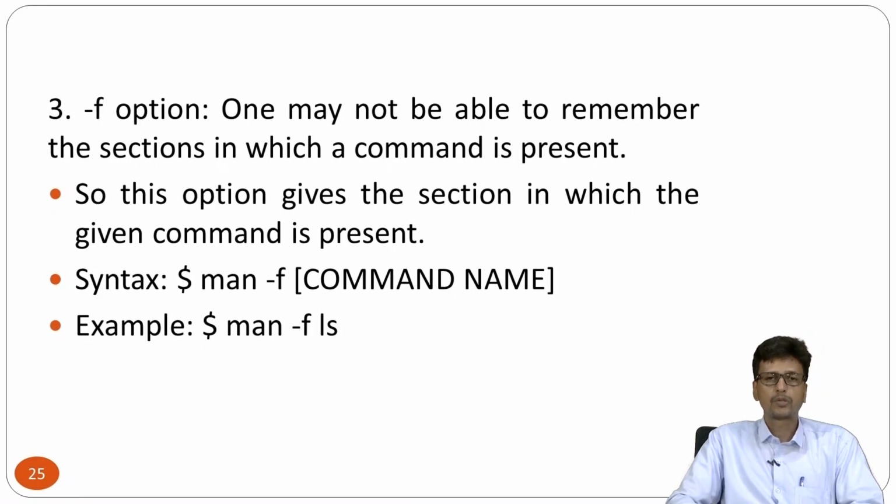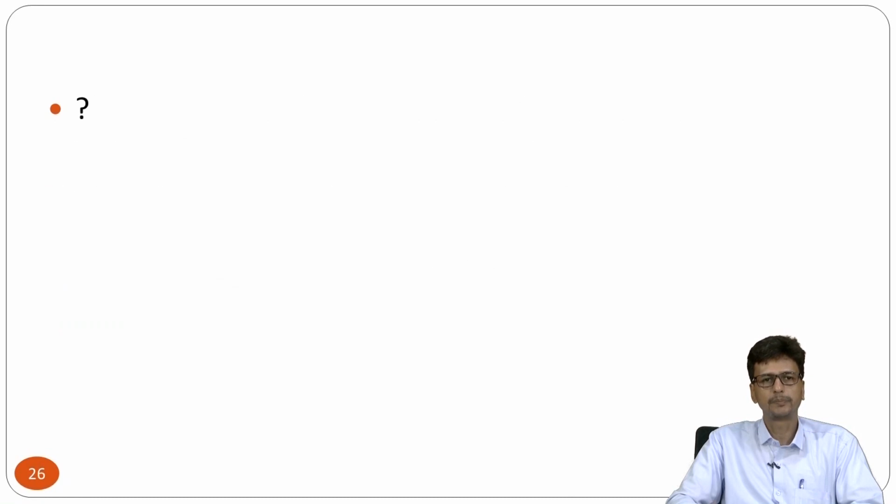Now suppose you don't know that section number and you want to display in which section a command appears, only that information. In that case you have to use hyphen f, that is for find. So you can write man, the help command, then hyphen or dash f, that is the option, and the command name, say for example ls. Here only the sections in which the ls command is present will be displayed. So these are the variations of the man command.